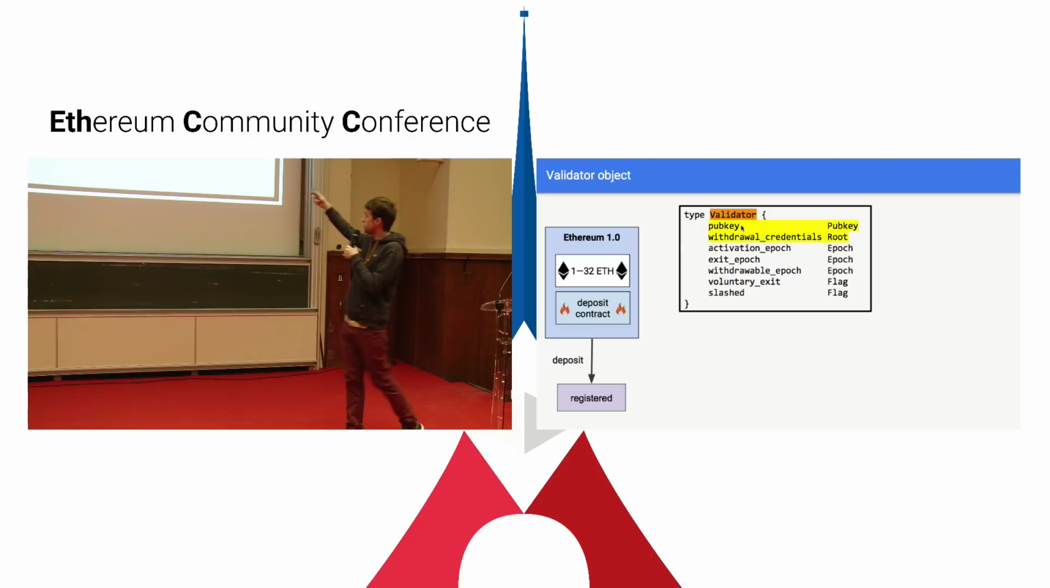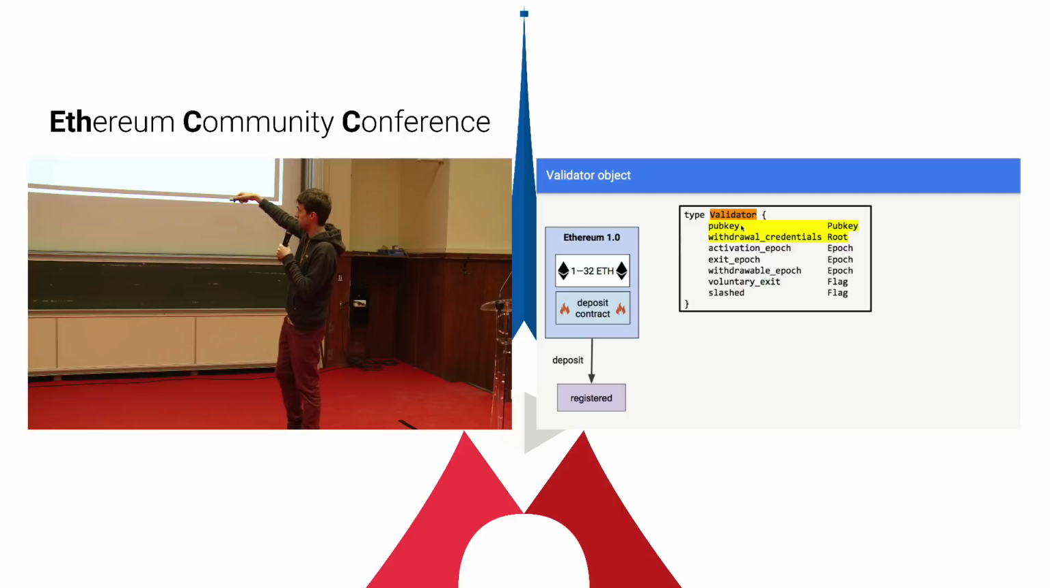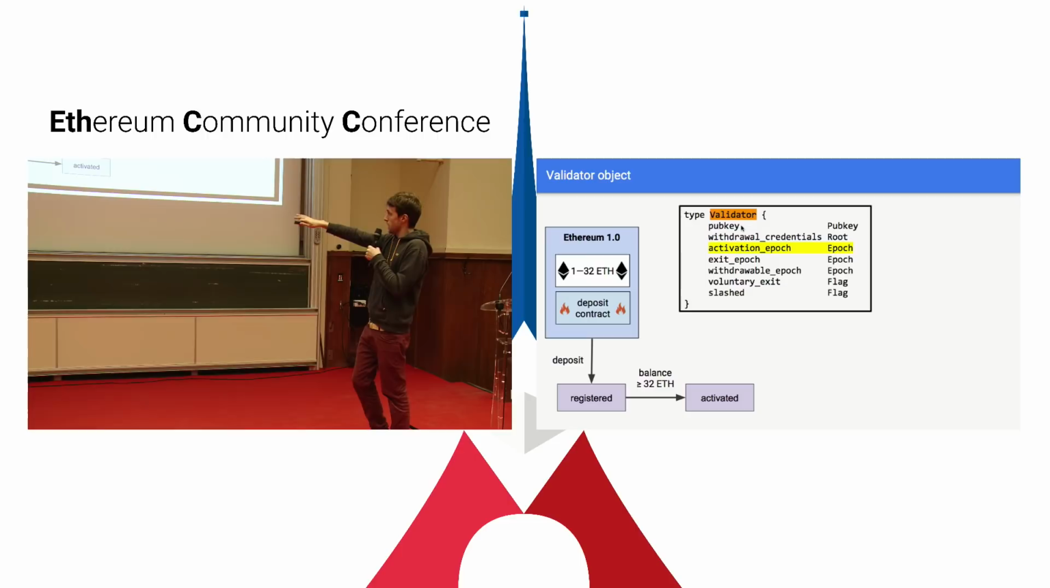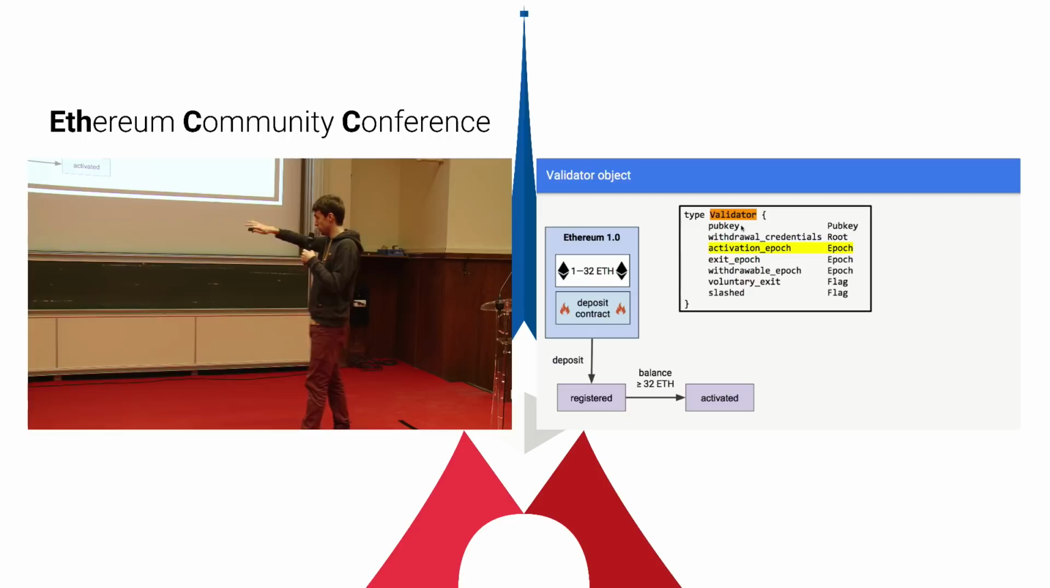These two fields are specified in the deposit transaction that you make on Ethereum 1 to the deposit contract. Once you've made the deposit, you eventually become registered once this ETH1 process works. Then if your balance is greater than or equal to 32 ETH, you get activated. And what does it mean to get activated? It means that your activation epoch is less than or equal to the current epoch.